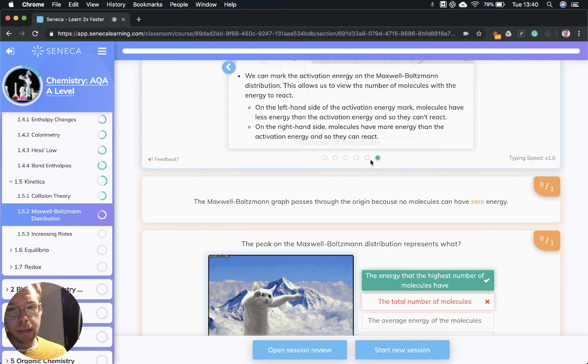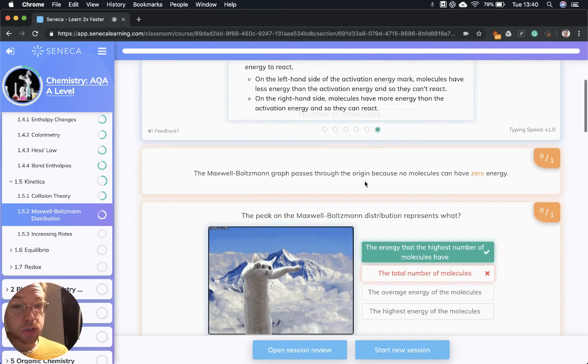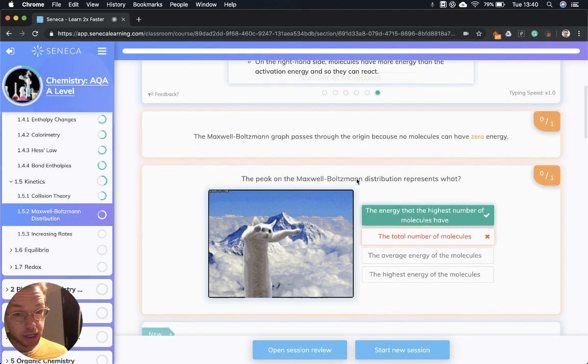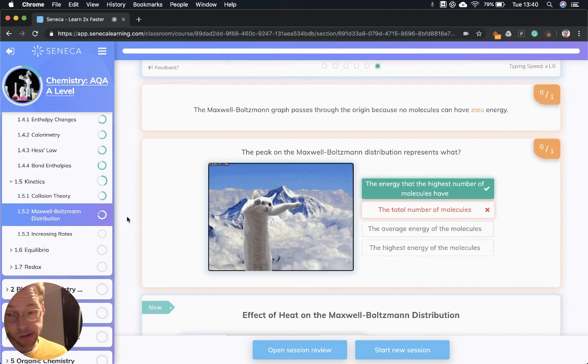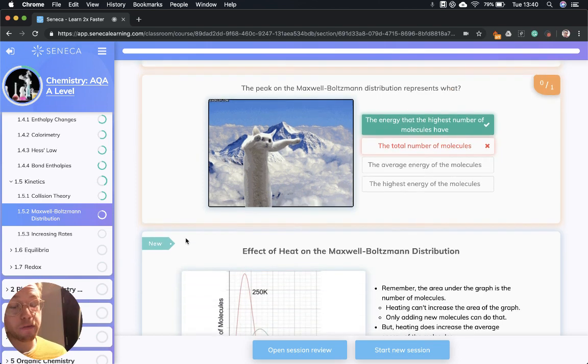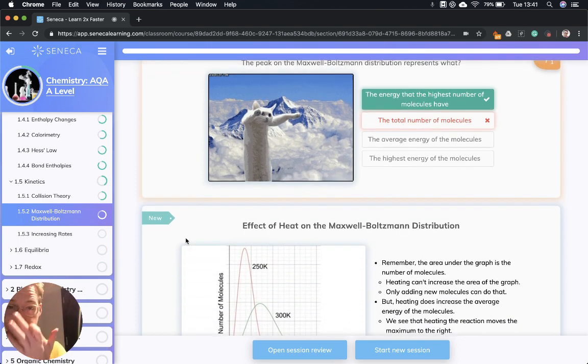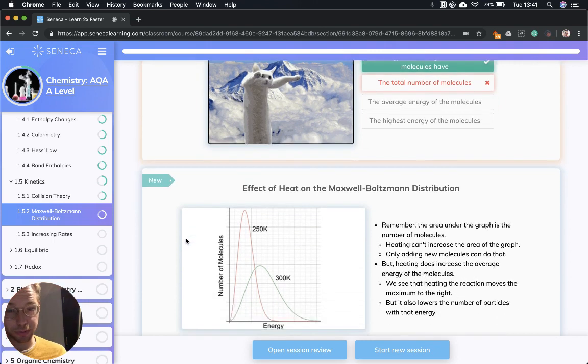Remember, why does the Maxwell-Boltzmann distribution pass through the origin? It's because no molecules can have zero energy, and the origin is 0, 0 on a graph. The peak on the Maxwell-Boltzmann distribution, do you remember what that represents? Is it the total number of molecules? No, it's not. It's the energy that the highest number of molecules have. So that's what the peak represents.